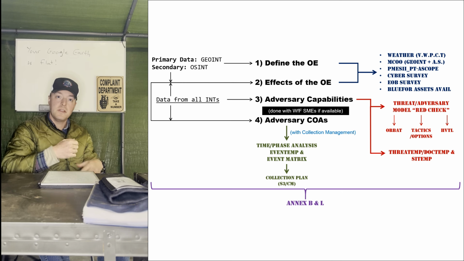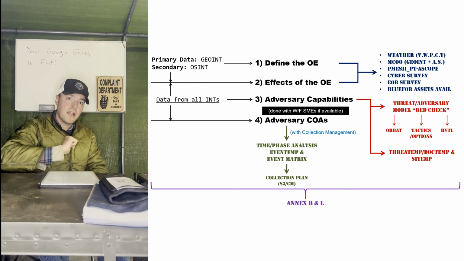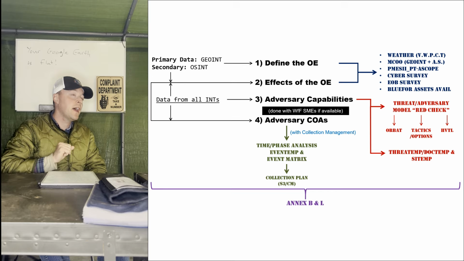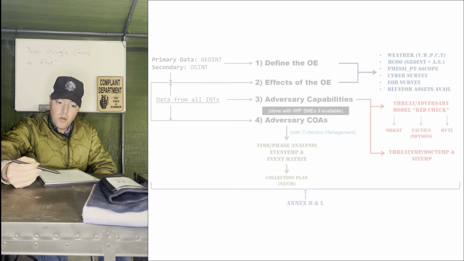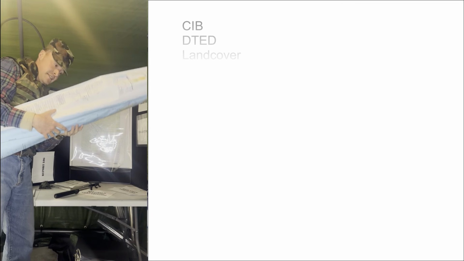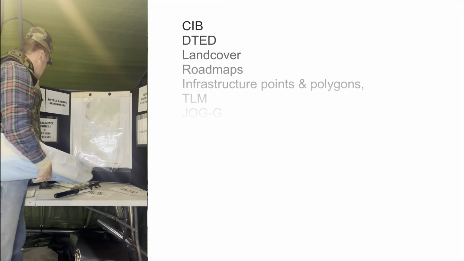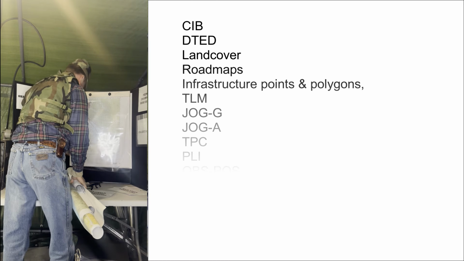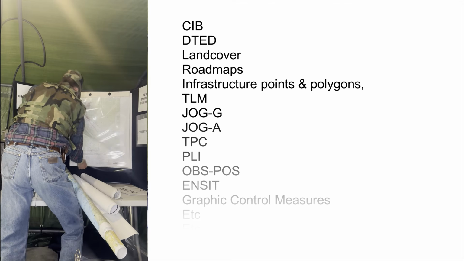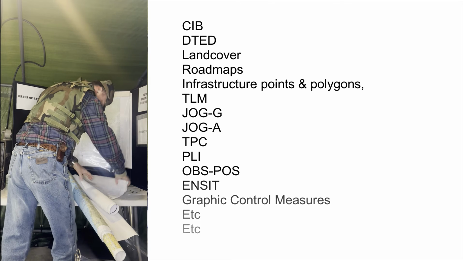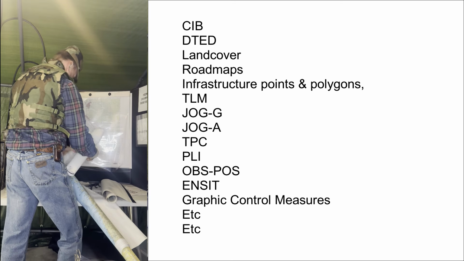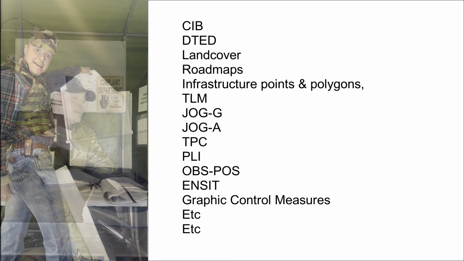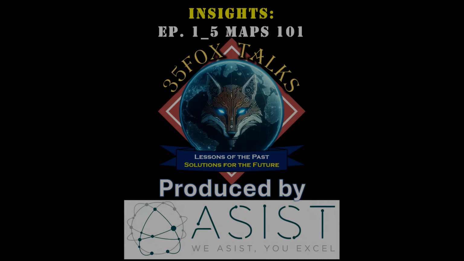and 350 Golfs. So let's look at some of the key things up front that you should have on all of your maps or be prepared with. We're going to need CIB, DTED, land cover, road maps, infrastructure, points and polygons. You're going to need a TLM map, a JOG-G map, a JOG-A map, a TPC map that can host PLI, OPSPOS, NSITs, graphic control measures, and all those other standard things.